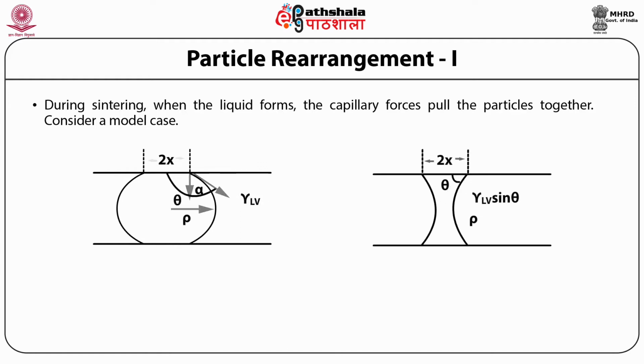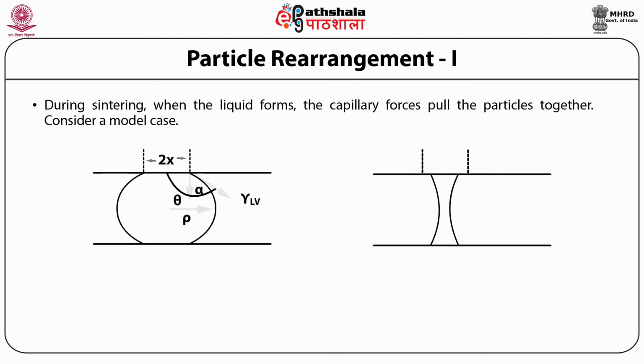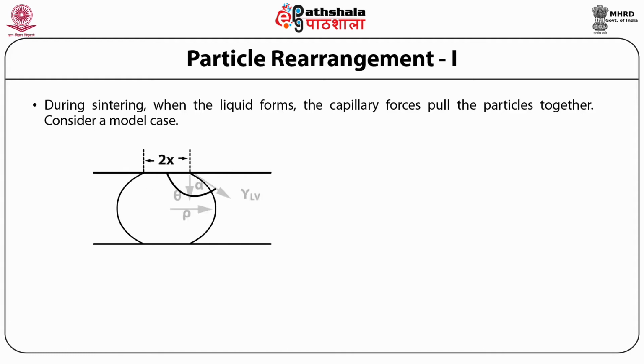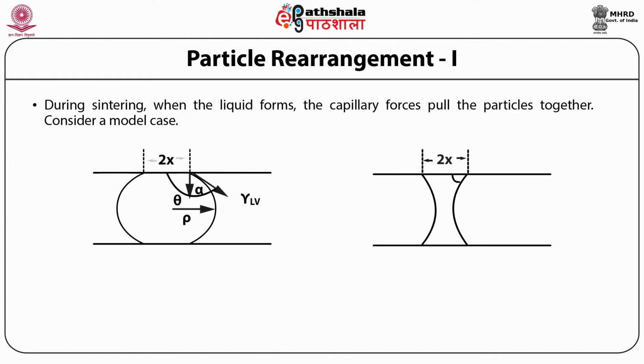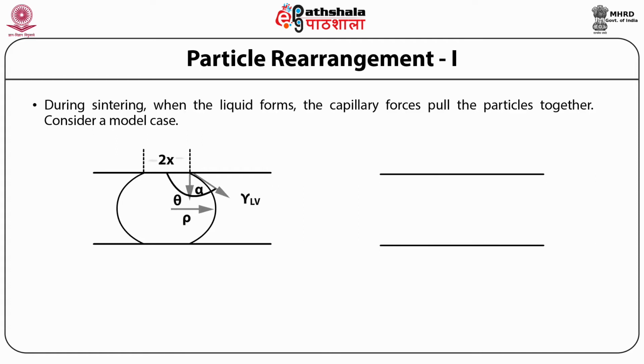The two cases are considered in figures A and B. In one case, that is A, the liquid has a large contact angle with the solid plate, while in the other, the contact angle is small. The contact angle is always measured inside the liquid, and note that the smaller the contact angle, the better is the wetting of the solid by the liquid. The liquid vapor surface energy is denoted by gamma LV. The radius of the circle of contact of the liquid with the plates is x, and rho is the radius of curvature of the liquid drop.